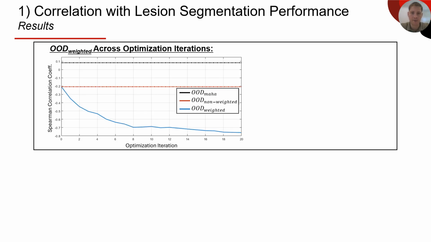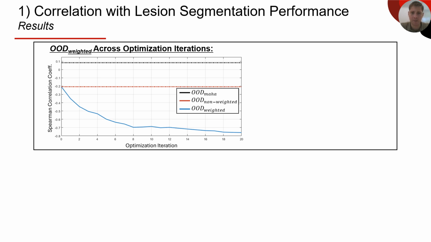In our first assessment, we looked at the correlation between each OoD distance measure and lesion segmentation performance. Here in this plot, we're showing the Spearman correlation coefficient for this assessment across distance measures, where in particular for the weighted measure, we're showing the trend of this coefficient as a function of information bottleneck optimization iterations. And from this trend, we see that this weighted measure achieves stronger and stronger correlations across optimization iterations.